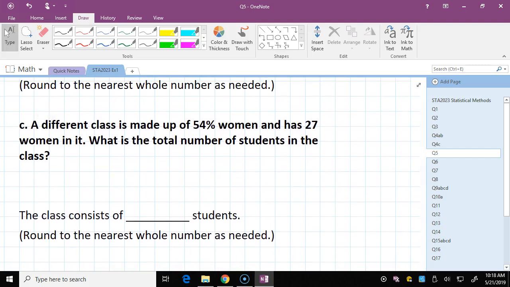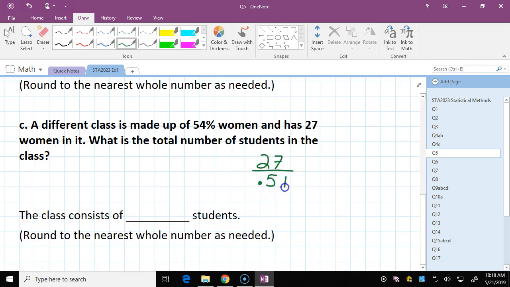All right, and last but not least, it says a different class is made up of 54% women and has 27 women in it. What is the total number of students in the class? How do you think this is going to work? You do the opposite. What do you mean the opposite? Instead of multiplying by percent, divide by percent. Okay. So if we divide by the percent, who are we taking and doing what to? We're taking 27 and dividing by 0.54.